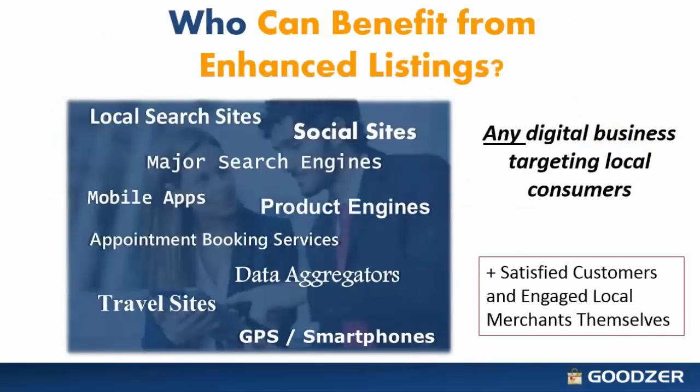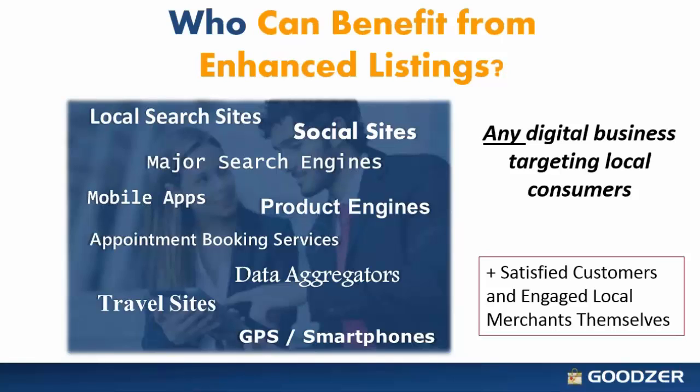So looking at who benefits from enhanced data, kind of putting it principally from a publisher and technology perspective. We've talked about local search sites. This also benefits social sites with the availability now of putting this type of content onto Google Plus pages, putting it on Facebook pages and other social media. Major search engines, particularly from the perspective of places, pages, and maps. This is critical information for those venues.